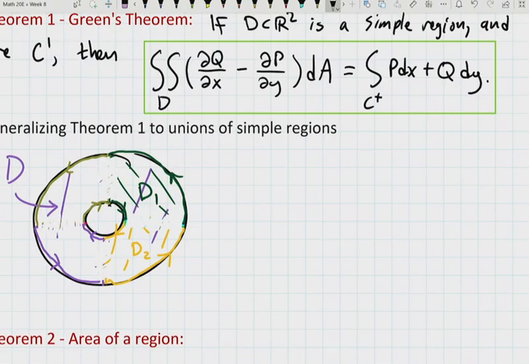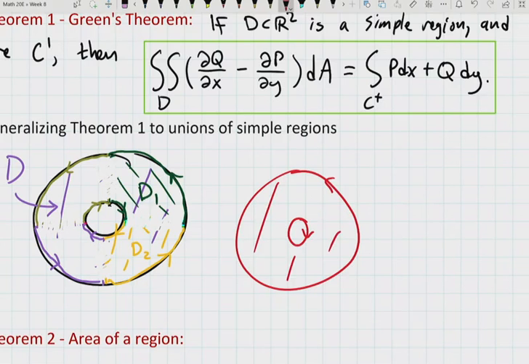Well, what's left is this disk where the outside goes counterclockwise. The inside actually goes clockwise. And all the other line integrals canceled each other out. Okay, so that's how it works. That's how you can break down a more complicated region. If you can slice it up into smaller, simple regions, all the adjacent boundaries will cancel each other out.